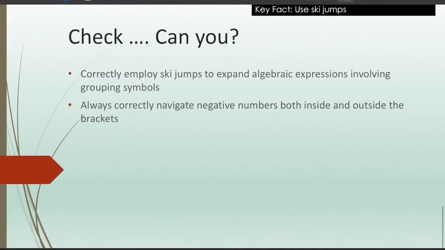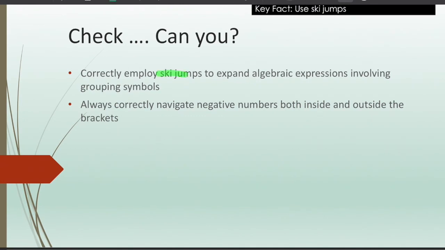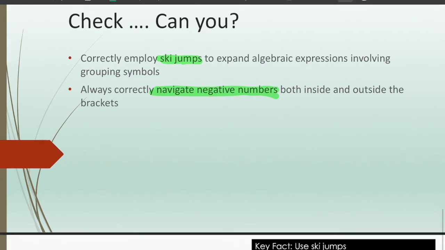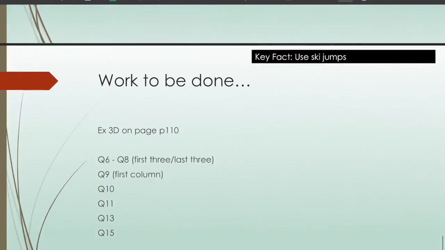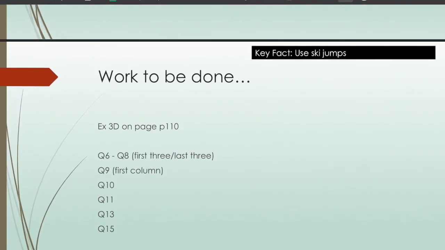Okay, so we should be pretty comfortable with how to use ski jumps by now, and I hope that by the end of our practice, you'll be very comfortable with navigating negative numbers in these expressions. And there are quite a few questions for you guys to get through, so if you want to open up to exercise 3D and get started on that, that would be awesome.